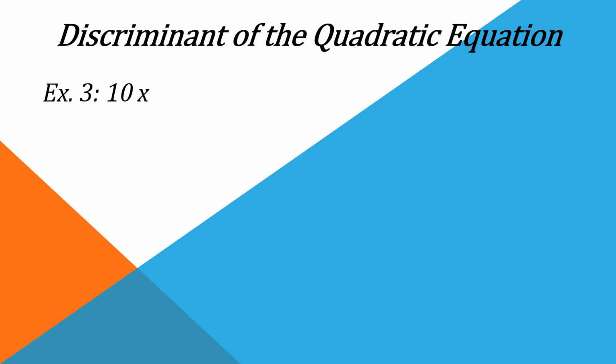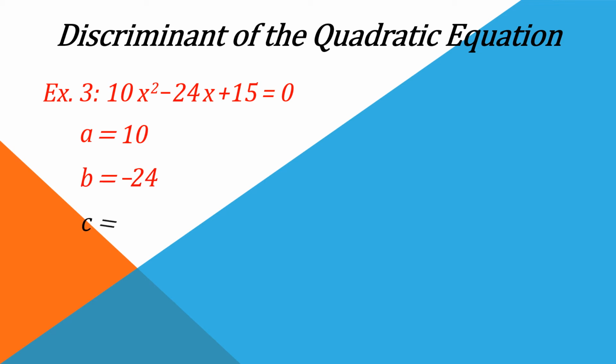We have now exercise number 3, or example number 3. 10x squared minus 24x plus 15 is equal to 0. Again, take the values: quadratic coefficient a is 10, linear coefficient b is negative 24, and constant c is equal to 15. Solve for the value of the discriminant, equal to delta, equal to b squared minus 4ac.